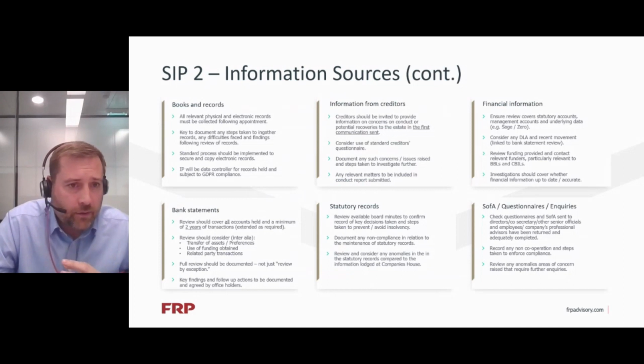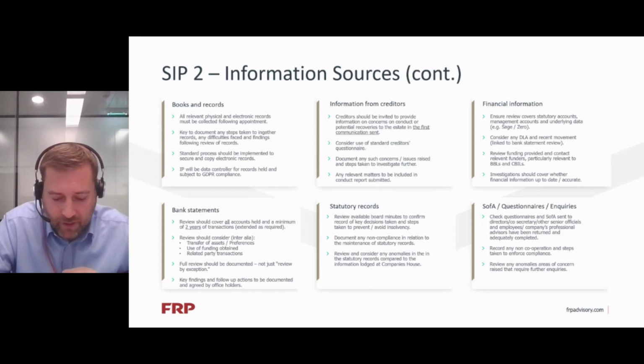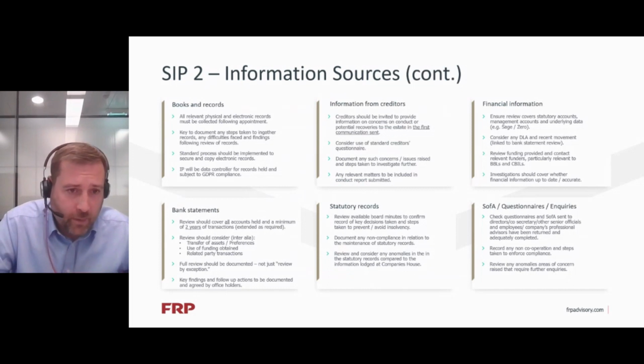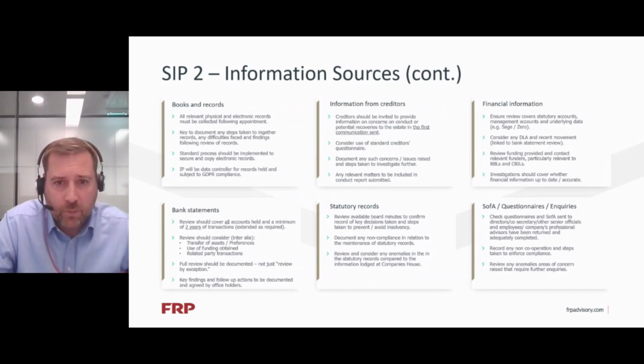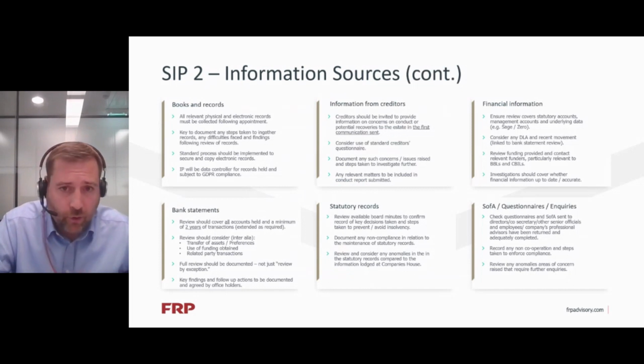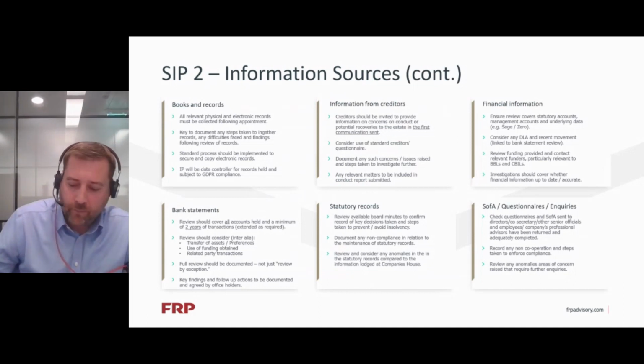Any non-compliance with Companies House, late accounts, late annual returns, any inaccuracies in that information that's been submitted. And then the final point is the information we receive from directors: questionnaires, statement of affairs. Have they been submitted? Have they been adequately completed? We need to record any non-compliance, and any steps we've taken to chase that. Obviously, the IP has a number of tools to try and compel compliance, so we need to evidence what steps we've taken to do that, and also review and document any anomalies, any issues that raise concern from that information.